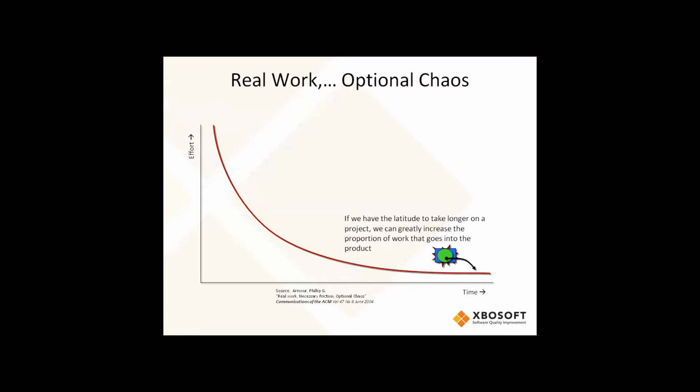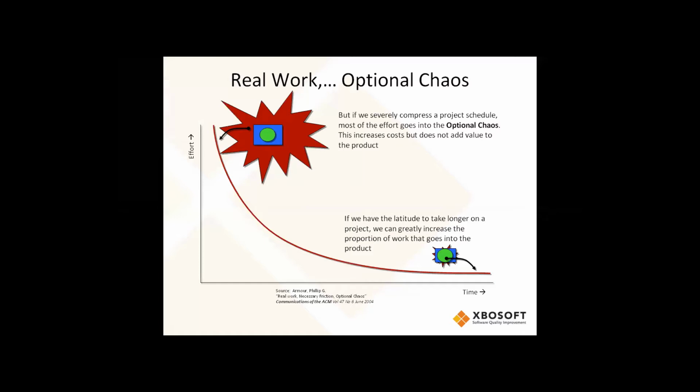But as schedule compression becomes more of an issue, and let's say you are asked to compress the deadline by throwing a lot of people on a project, you tend to get what we call optional chaos. And we tend to see a much higher amount of rework and a higher amount of defects in the code when we're in this situation.